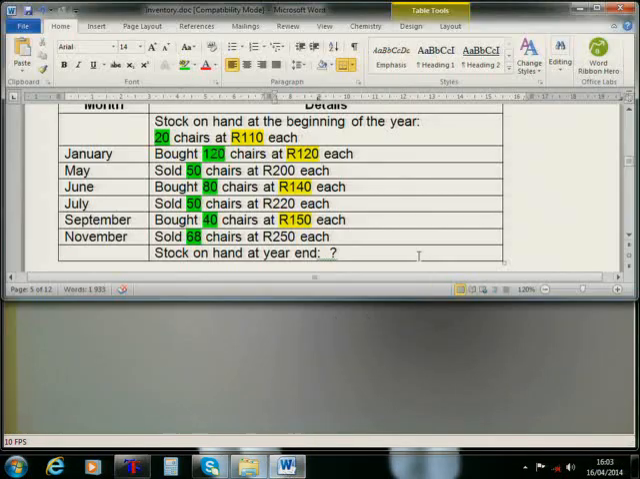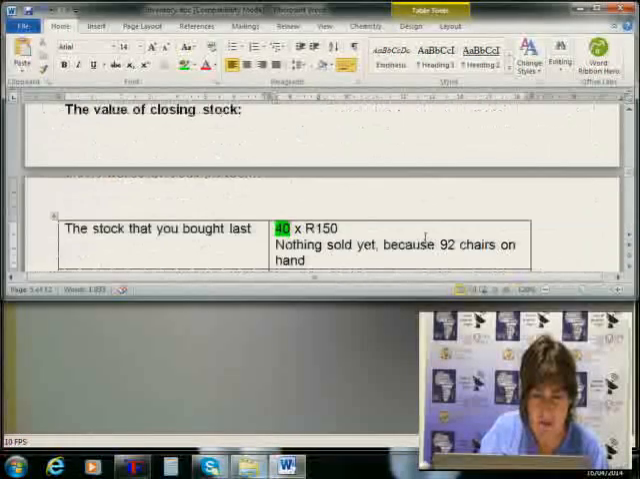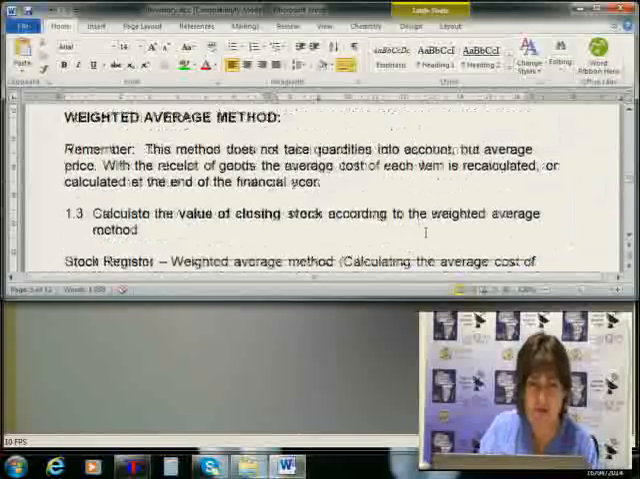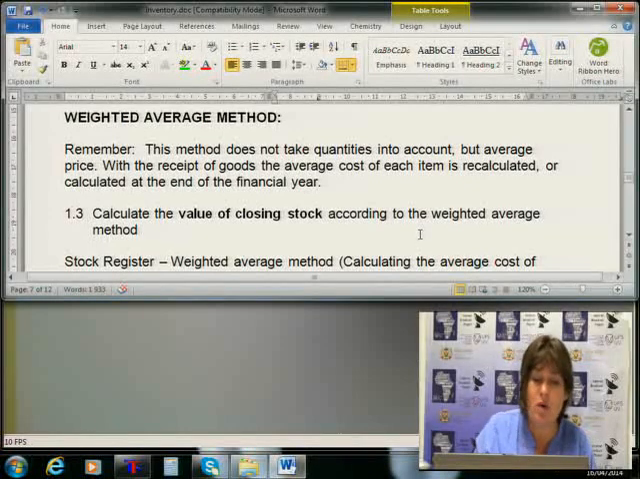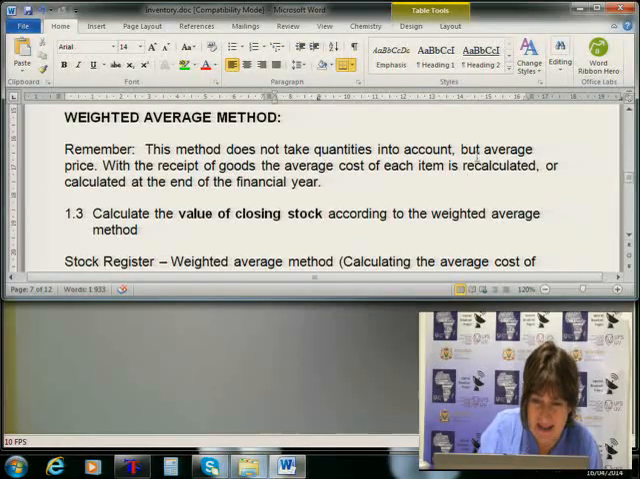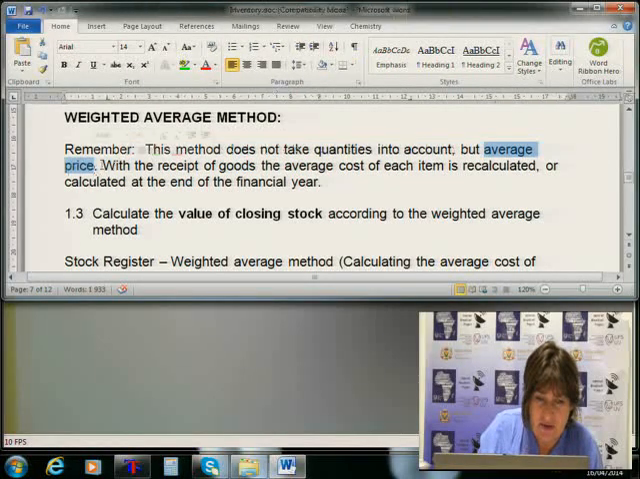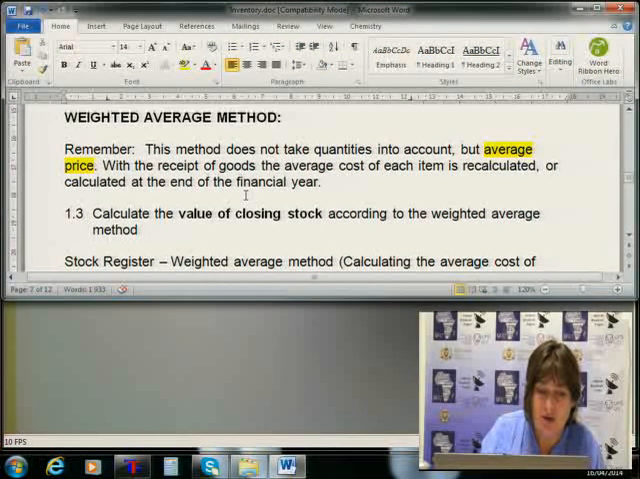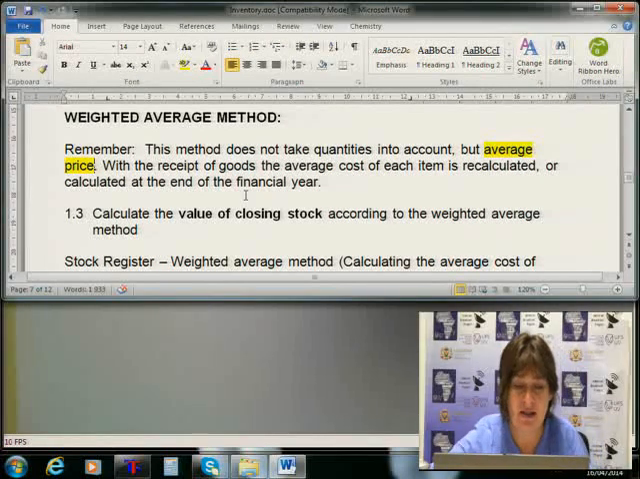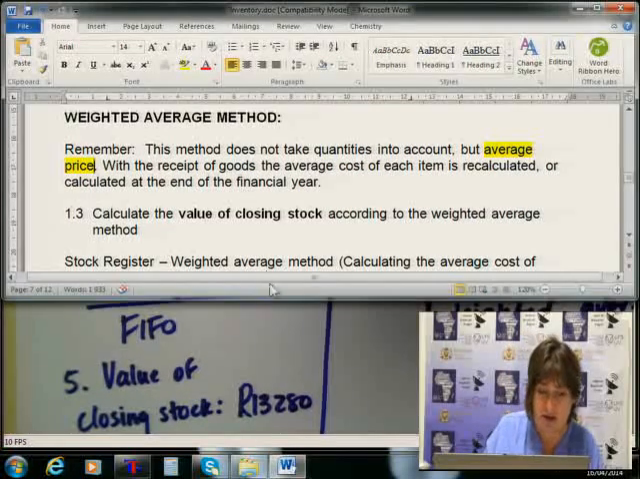Okay, we are done there with everything. So we start with the weighted average method. Remember, this method does not take quantities into account, but average price. That's very important that you remember. With the receipt of goods, the average cost of each item is recalculated, or calculated at the end of the financial year. Calculate the value of the closing stock according to the weighted average method. We are going to use the same information.